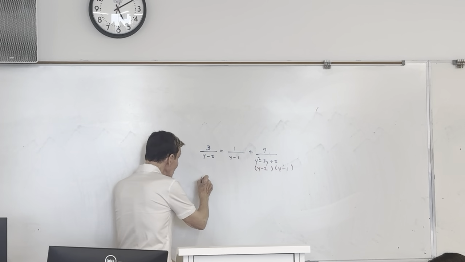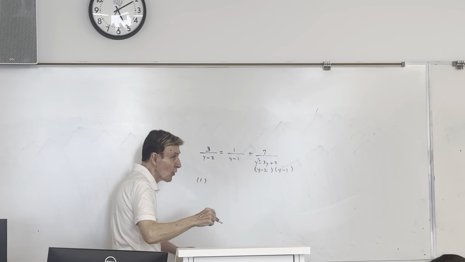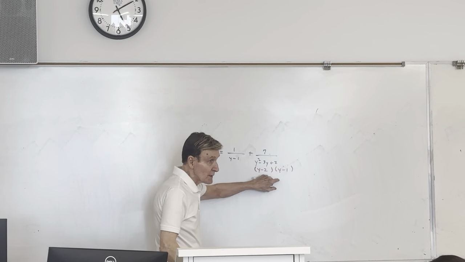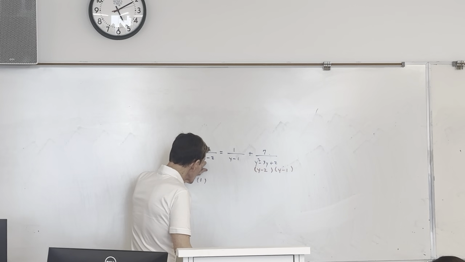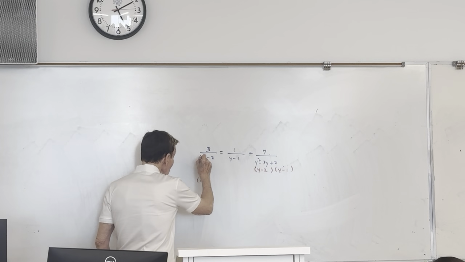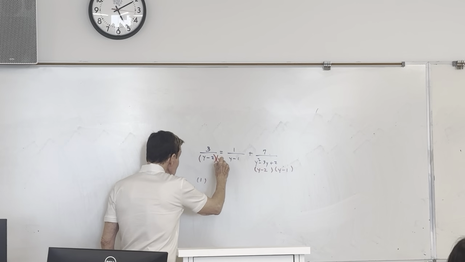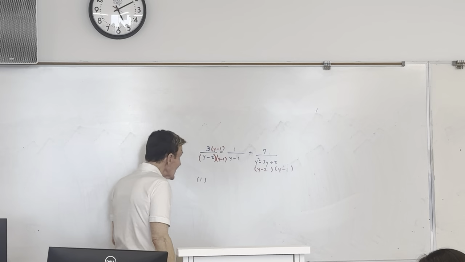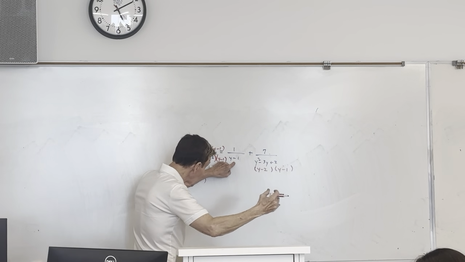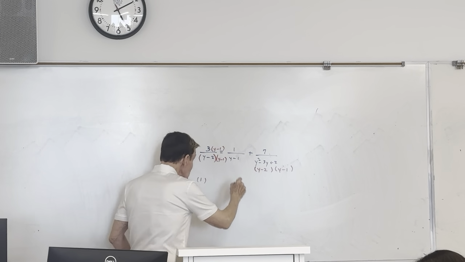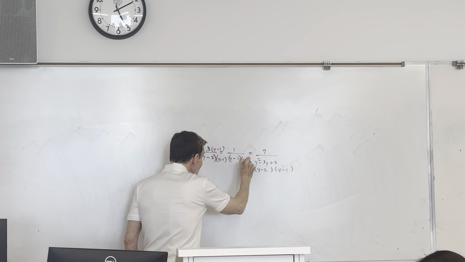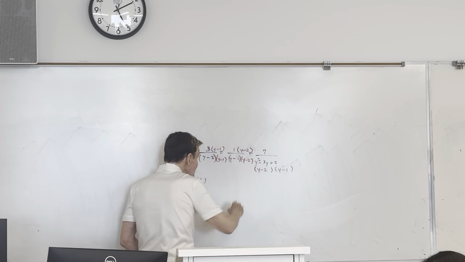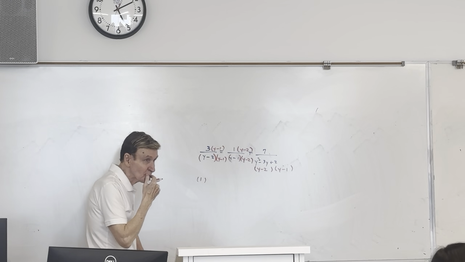Now, step 1, I need to put everything over a common denominator. And my common denominator is the red. So if I go back to the first term, it's missing the y subtract 1. That means I must put it in. The next term on the right-hand side, 1 over y subtract 1, is missing y subtract 2, so I've got to put it in. And of course, the 7 is in good shape.